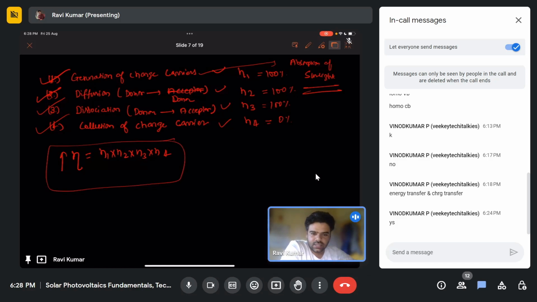So all the research on these solar cells is targeted on the active layer, because the active layer is related to diffusion, dissociation, and generation. The collection of charge carriers is easy compared to these three tasks. So we are using different combinations of materials to obtain high efficiency. So this is all about these organic solar cells.